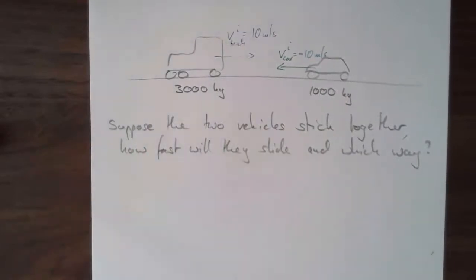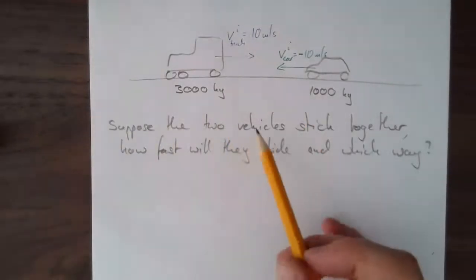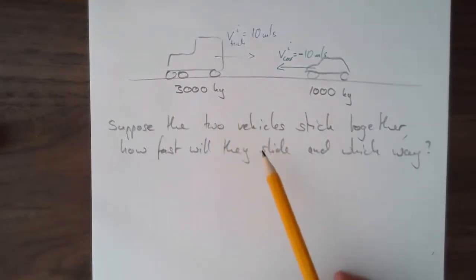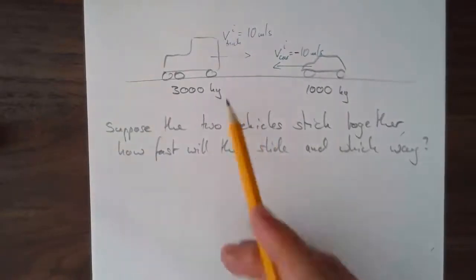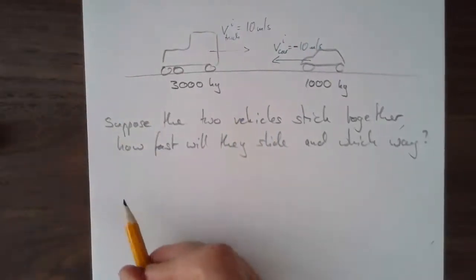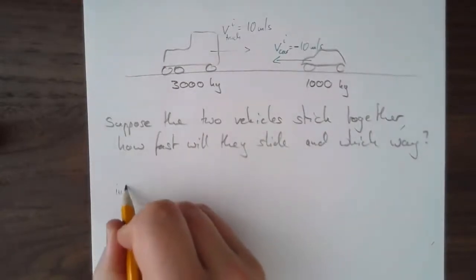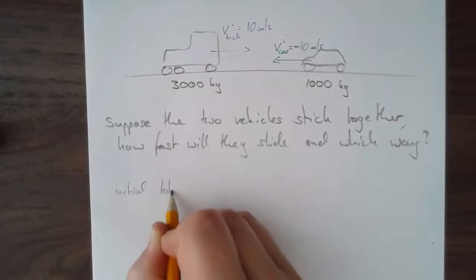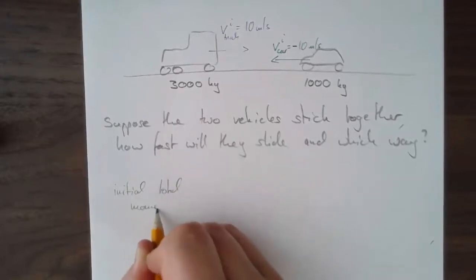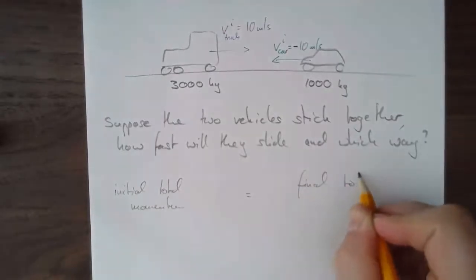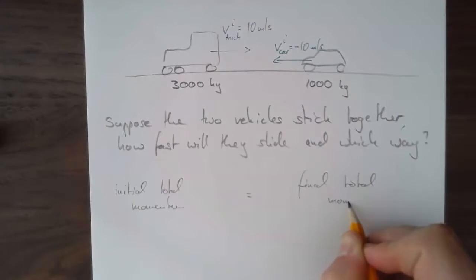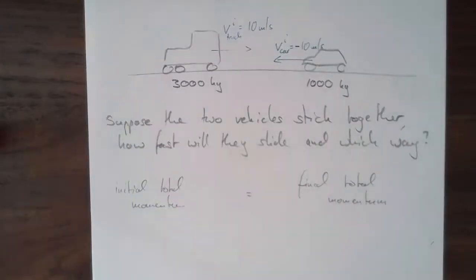We're going to suppose the two vehicles stick together. They stick together after the collision, so they get sort of entangled, they crash, they're hooked onto each other in some way. Which way are they sliding and how fast? That's what we're trying to figure out. So let's use what we've learned. Use momentum conservation. So my initial total momentum is equal to my final total momentum. That is what momentum conservation says.